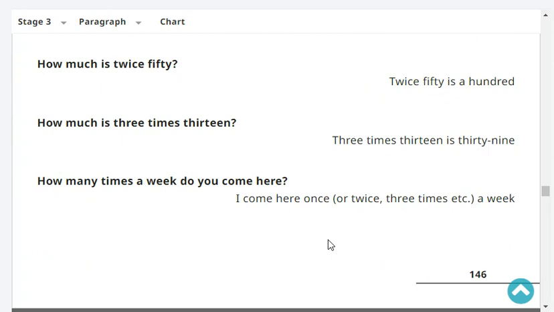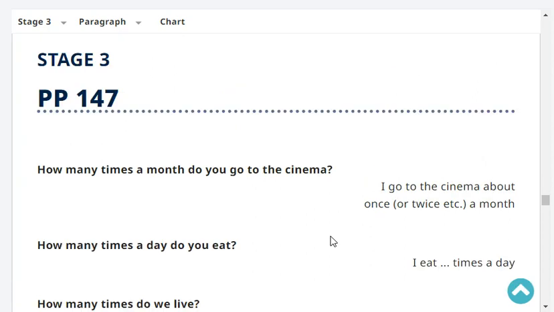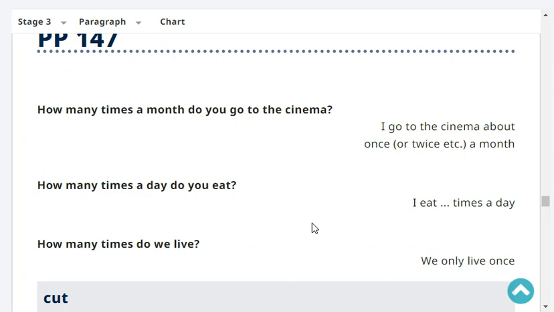How many times a week do you come here? I come here about 4 times a week. Very good. Okay, how many times a month do you go to the cinema? I go to the cinema about once a month. How many times a day do you eat? I eat 3 times a day. Very good.